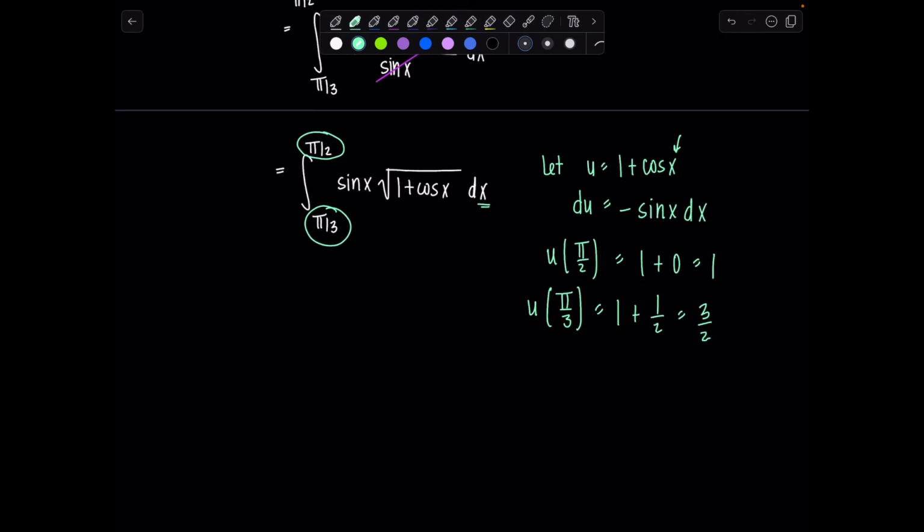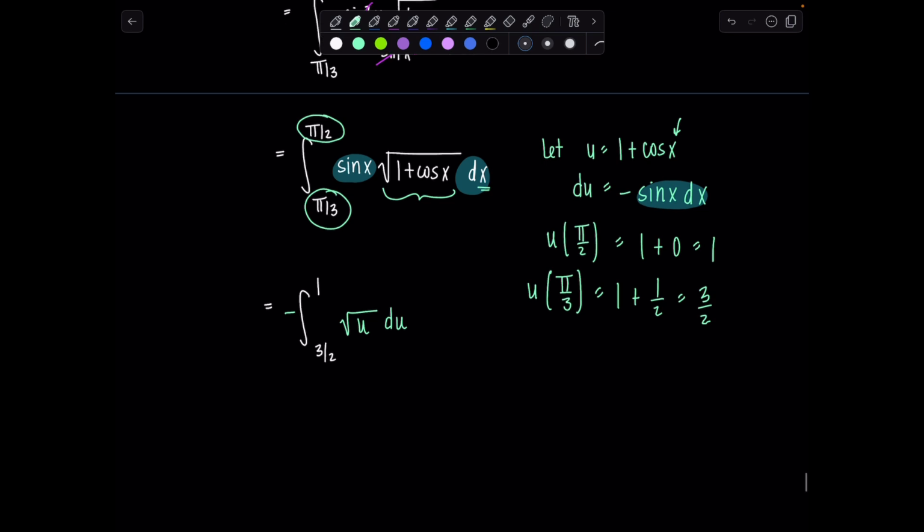And let's switch now and rewrite this whole integral in terms of u. So new lower limit is 3/2. New upper limit is 1. This sine of x dx is actually equal to negative du. So let me put the negative outside. Here's du. And then we have square root 1 minus cosine x. So that's square root of u. How are we doing? Good.